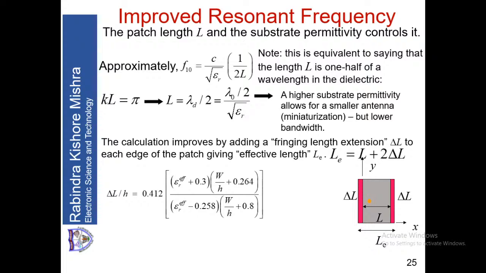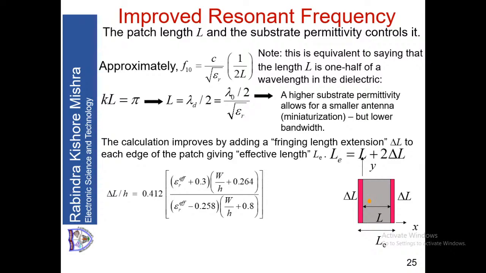So delta L by H is equal to this expression, the expression given on the right-hand side. There you can see there is a term epsilon r effective, which is the effective dielectric constant. What is the effective dielectric constant? I hope you have read this in microstrip line. But if you don't remember that, let me refresh that for you.